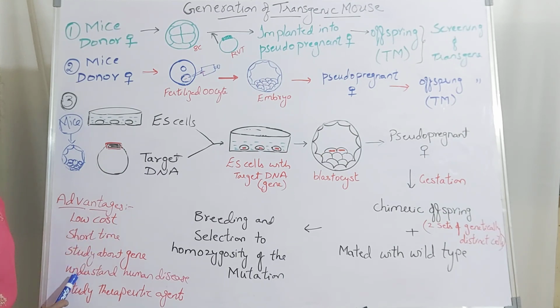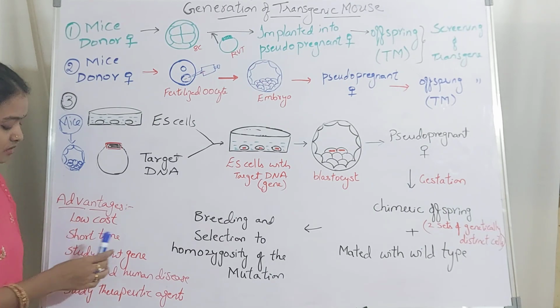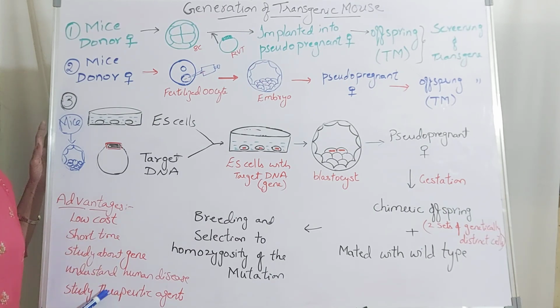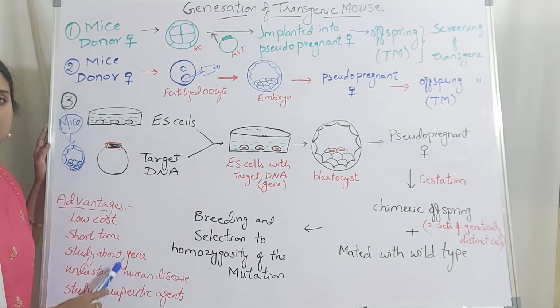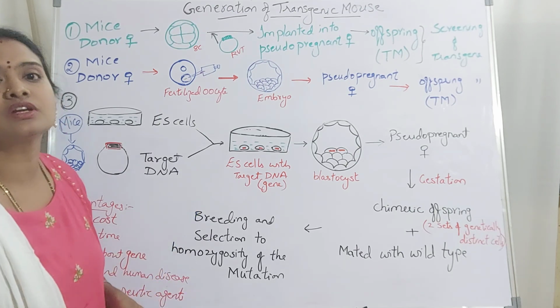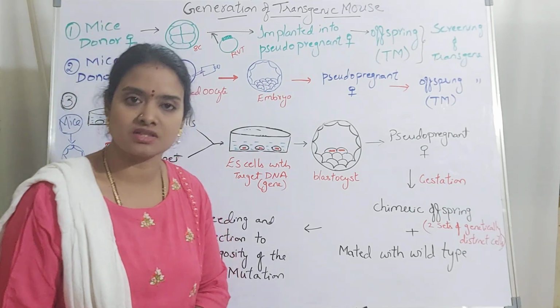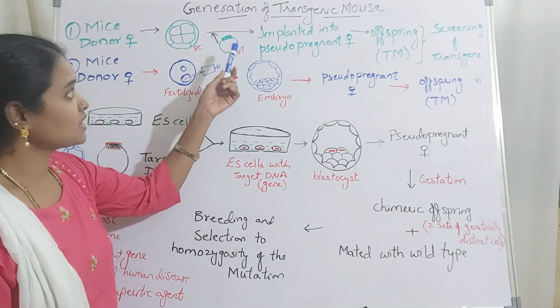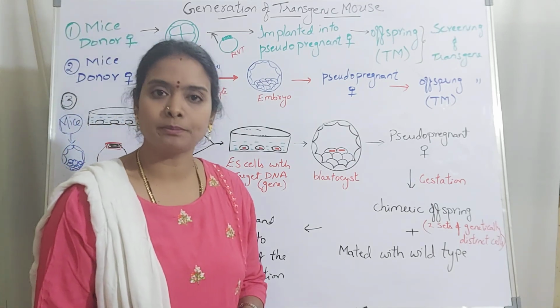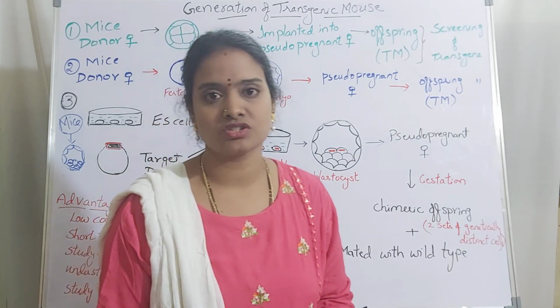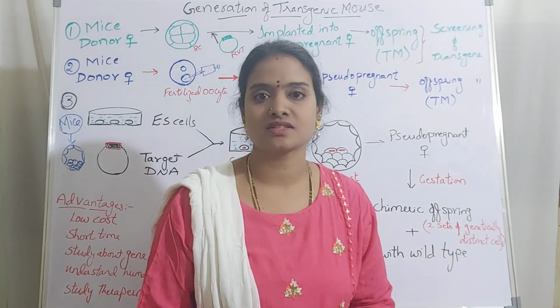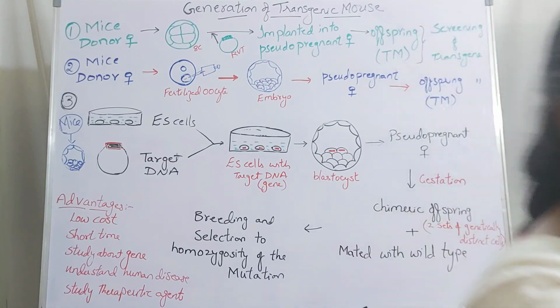Then it is to understand human diseases. Which gene is responsible for which disease? How is it affecting some other diseases or syndromes? Then you have the study of therapeutic agents, right? How the gene is responsible for these therapeutic agents which are used for the treatment or curing of certain human diseases. So like this, these transgenic mice have many more applications in animal biotechnology which will be discussed in further classes. Thank you.